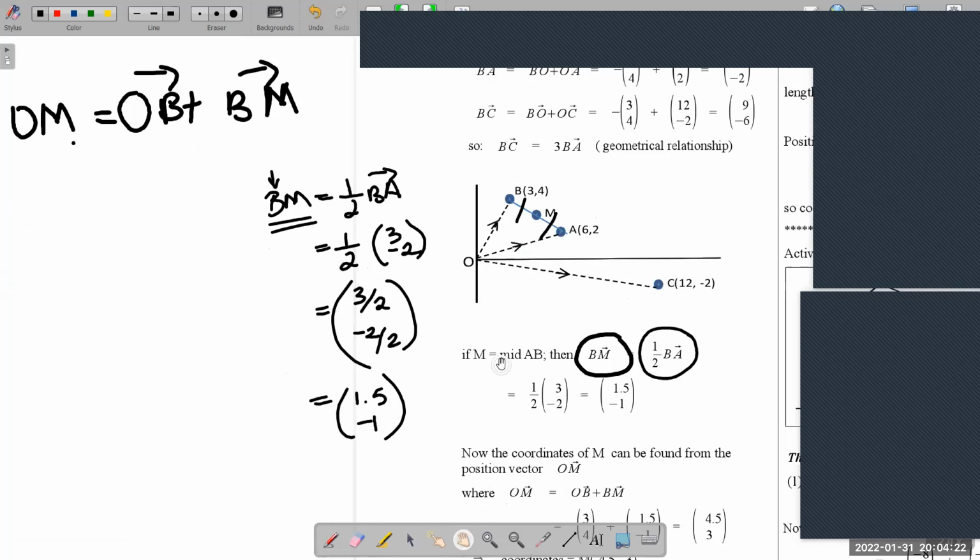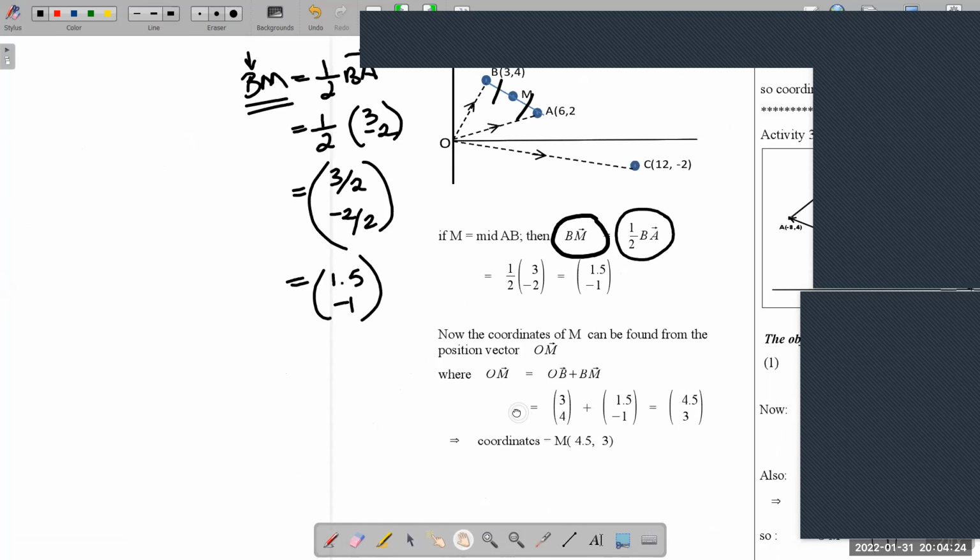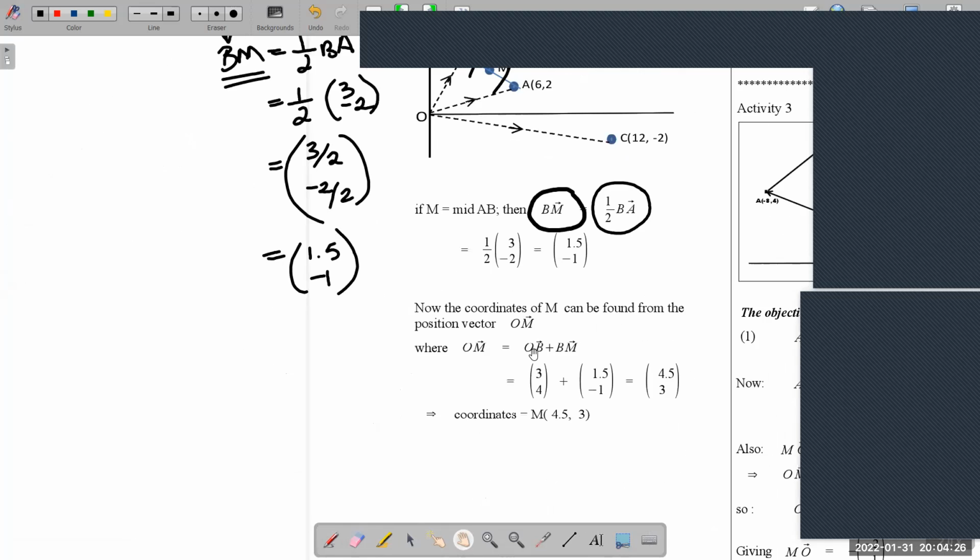So look at what they did here. Same thing again. Look at here. OM is equal to OB plus BM. And you just add the 2. You find your answer, and that's the coordinates of M. CXC question there again, we just did it in 5 minutes.